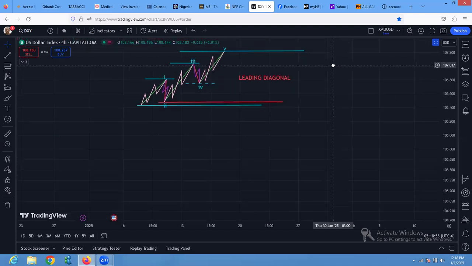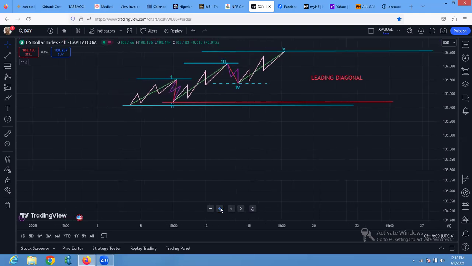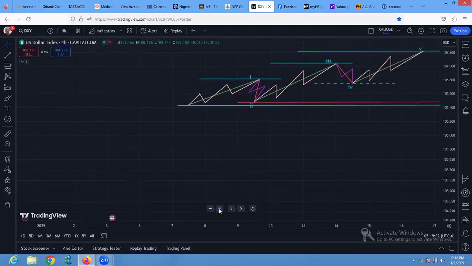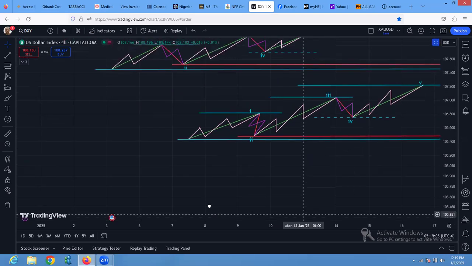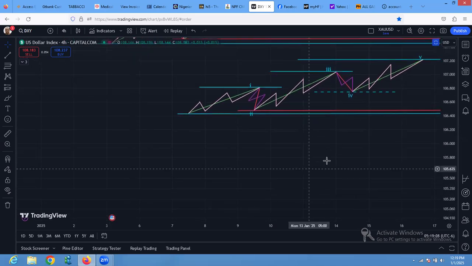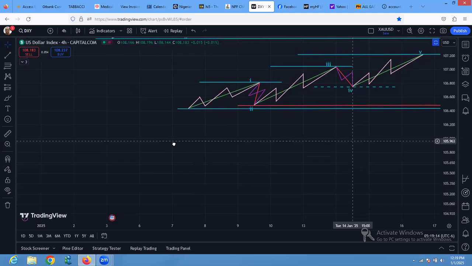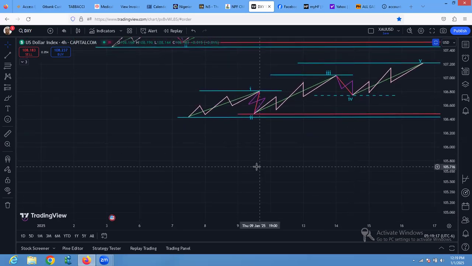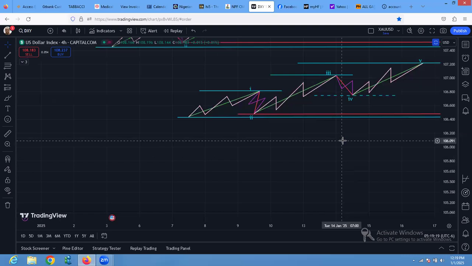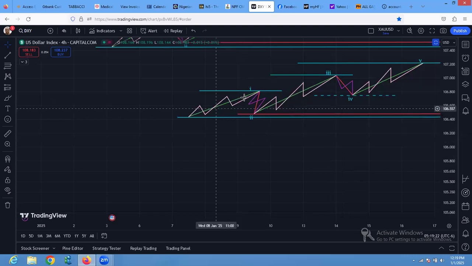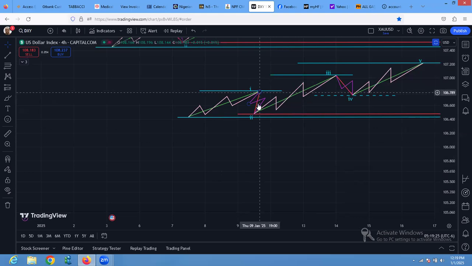So in the leading diagonal, we want to see how that is different. So in the leading diagonal, this is what you are seeing. It's also 5 waves. You see that wave 1 in the green, wave 2 in the red, wave 3 in the green, wave 4 in the red, and wave 5 in the green. So it's the same here.